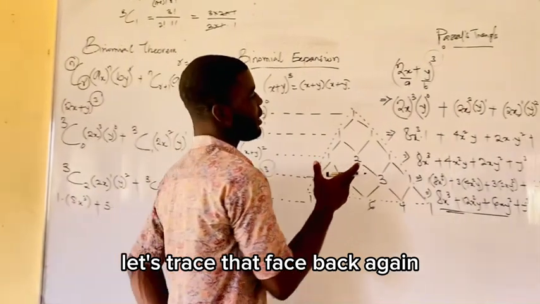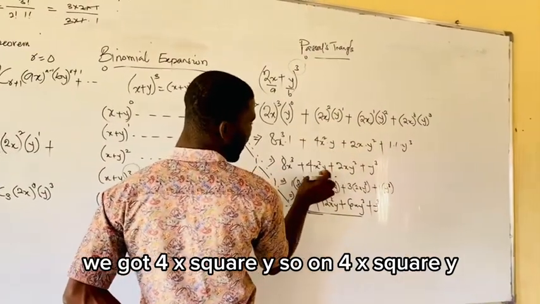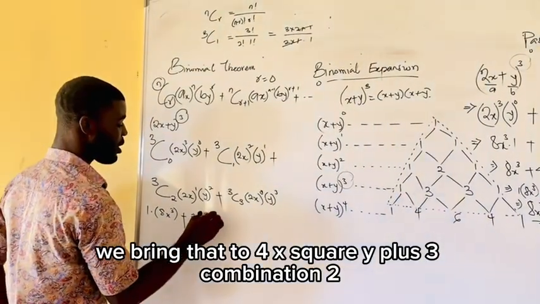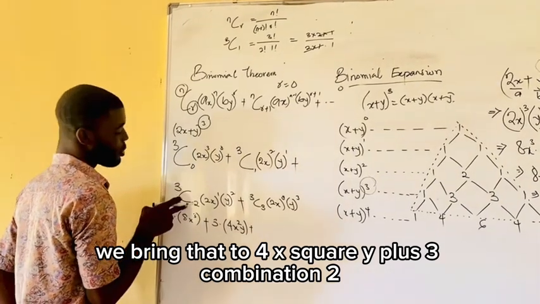Let's trace that back again now. 2x to the power of 2, y to the power of 1. We got 4x squared y. So on 4x squared y, we bring that to 4x squared y plus 3 combination 2 now.